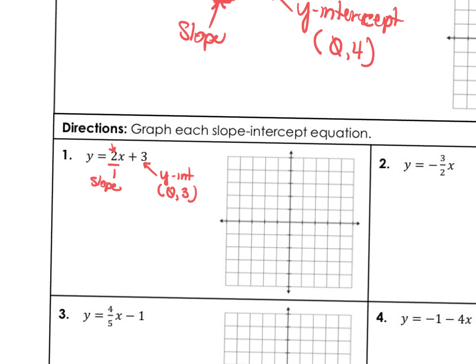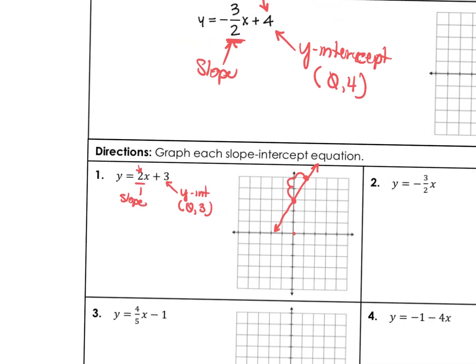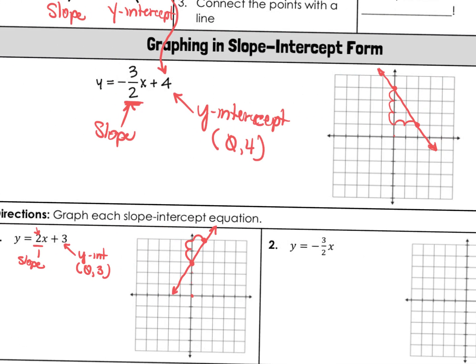So 0, 3. X is 0 right here. Y is 3. 1, 2, 3 right here. And then from here, you're going to use the slope, which is up 2 and over 1. And that's your new point. I'm going to draw your line to connect your dots. Make sure you use arrows on your lines, because the lines are infinite.